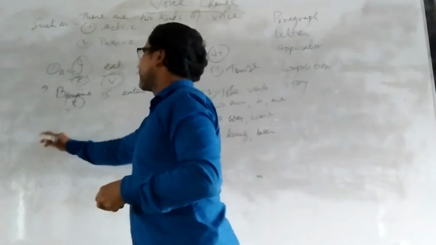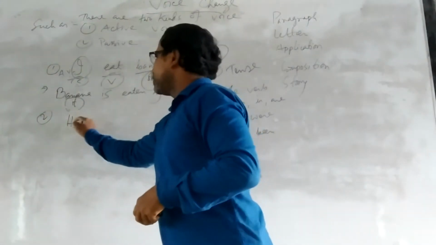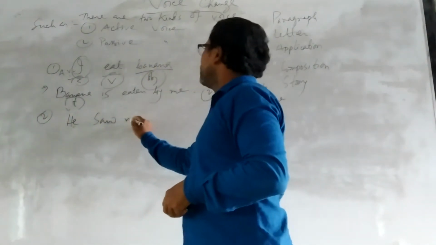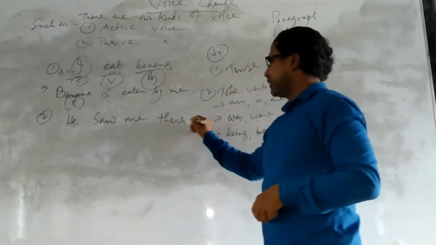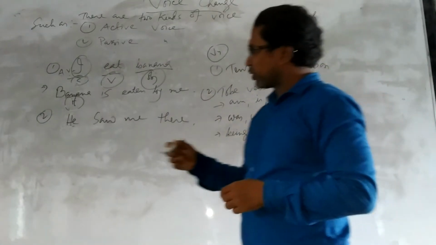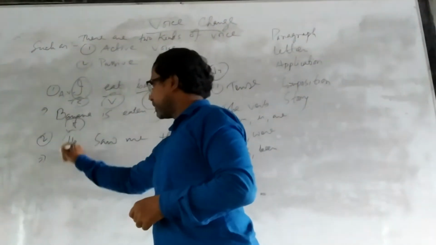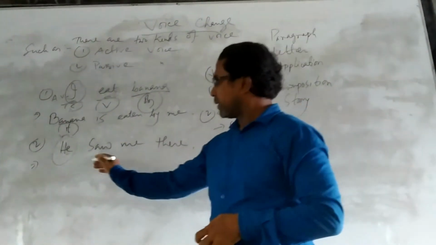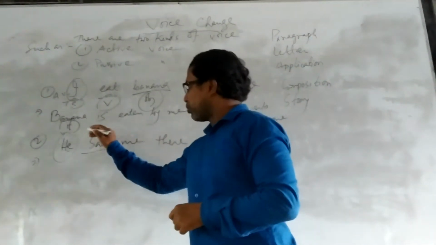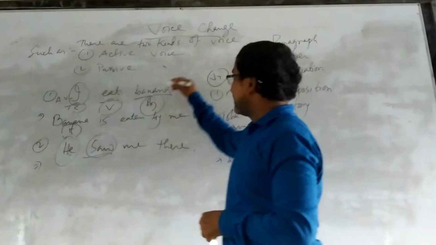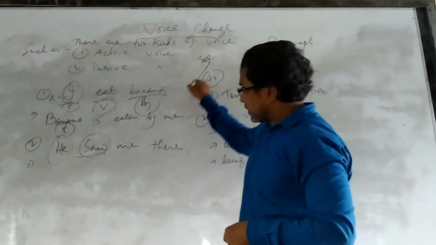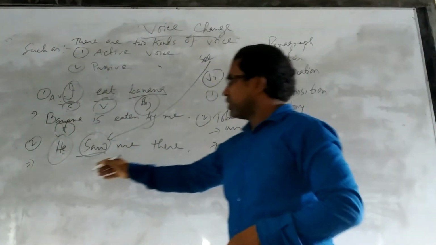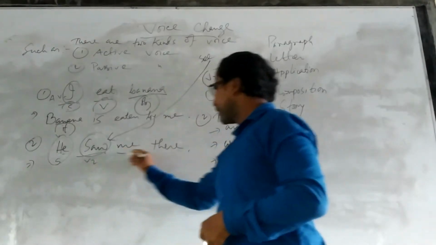Then I am writing you another sentence. He saw me there. So my dear students, look at the sentence. What is the subject here? He. But here saw. From where did you get the word? From see. So saw is the second form of see. So subject plus V2, then object.